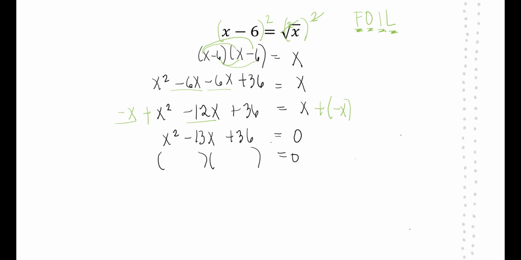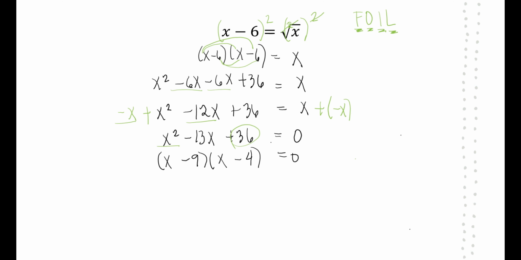And then look at the first term, which is x squared. Think of two numbers which when multiplied is equal to x squared. And those are x and x. And then look at the constant term or the last term, which is equal to 36. Think of two numbers which are factors of 36, that is, when multiplied will give a product of 36. And those are negative 9 and negative 4, because negative 9 times negative 4 is equal to positive 36.